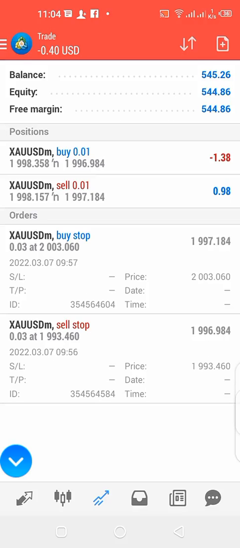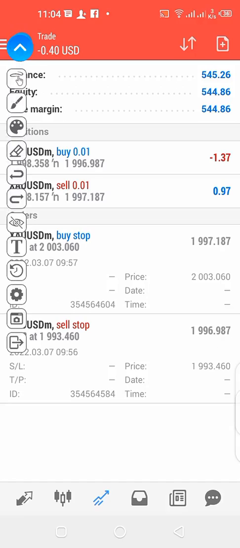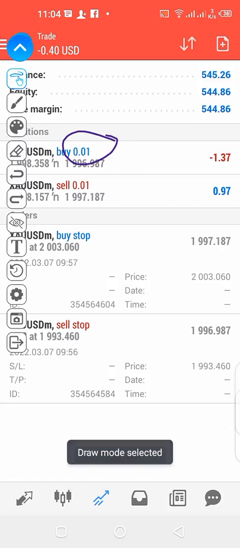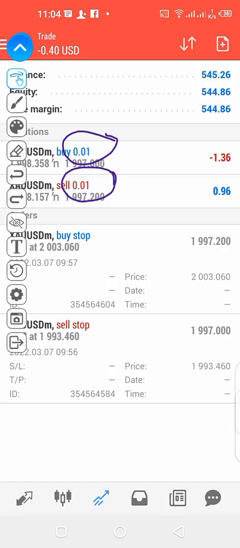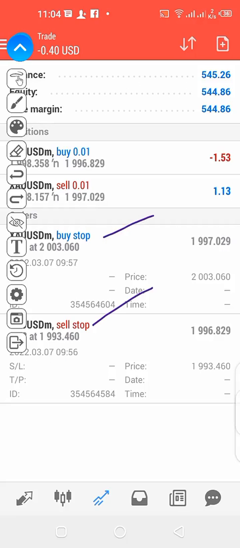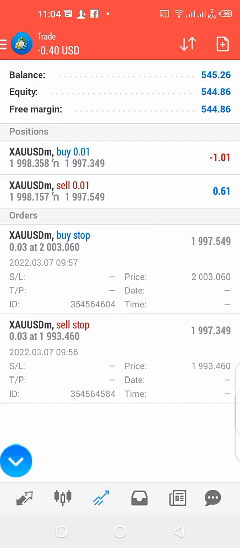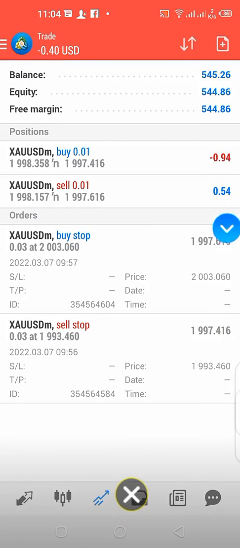Another thing is the lot size. Okay, the lot size for the initial trade is 0.01, while the lot size for the pending orders for the edge trade is 0.03. Okay, 0.03 lot size for the edge trade.